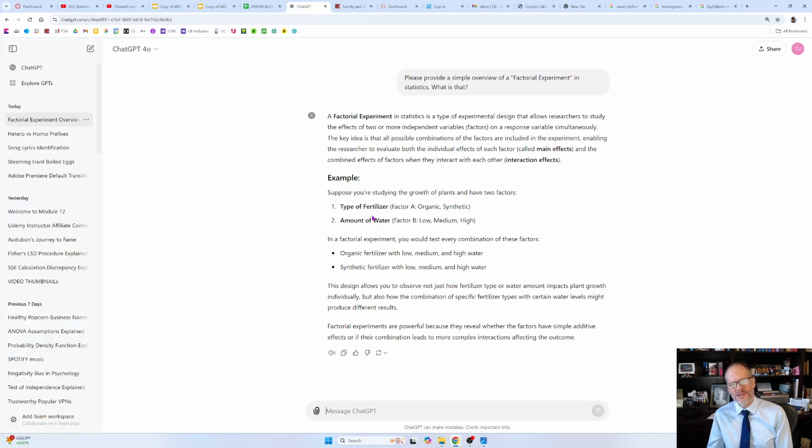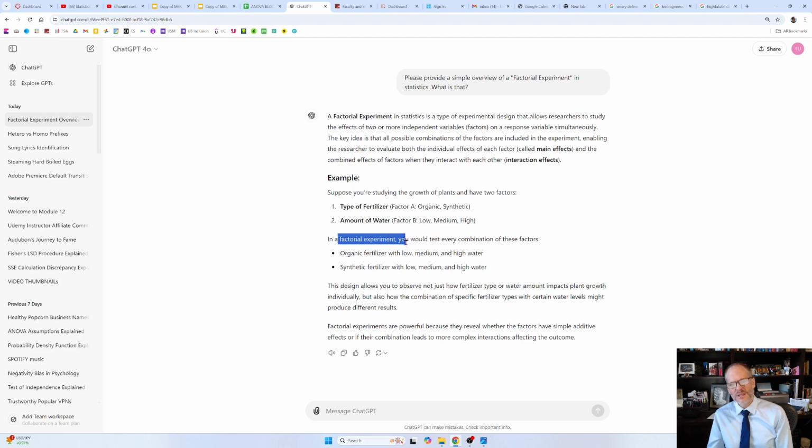So here we're looking at two factors: type of fertilizer and amount of water. Each of these has a few levels. So you could have organic low, organic medium, organic high, and synthetic low, synthetic medium, synthetic high. You could have those 6 combinations of possibilities. And so you get to see individual effects of each factor, called main effects, and combined effects of the factors. That's kind of interesting and kind of cool.